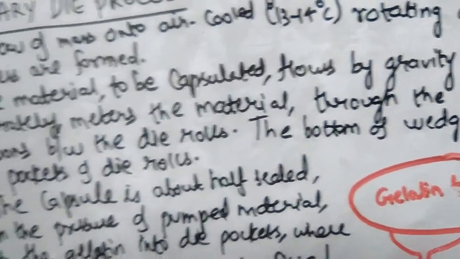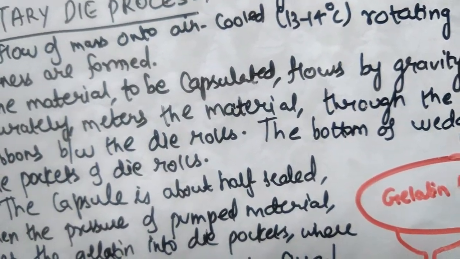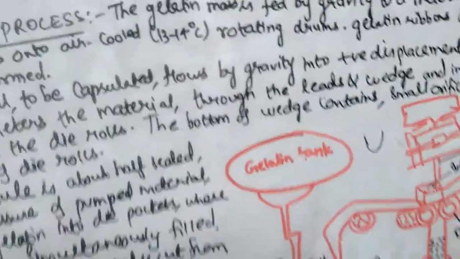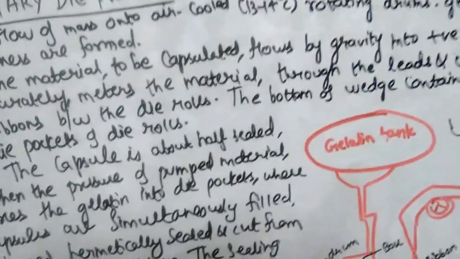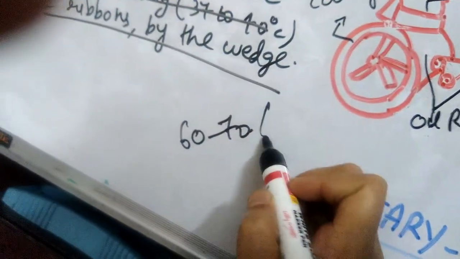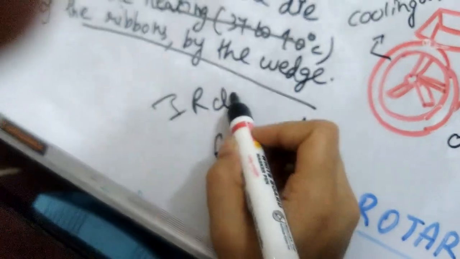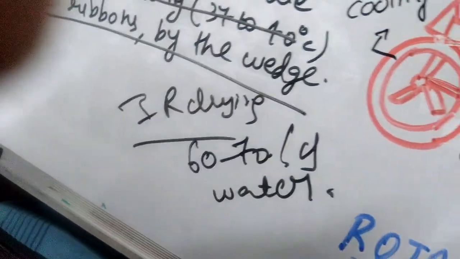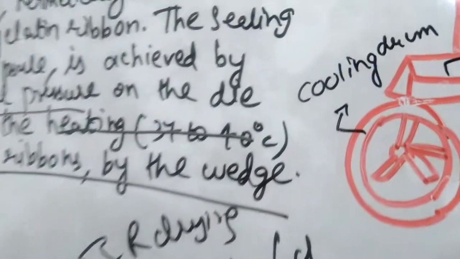Now the washed capsules may be automatically subjected to a preliminary infrared drying step. So now the capsules after manufacturing, first they are washed and then they are subjected to an infrared drying process, which will remove about 60 to 70% of the water. So when you are subjecting the capsules to IR drying, nothing but infrared drying, about 60 to 70% of the water is lost, or they may be manually spread directly on the trays.